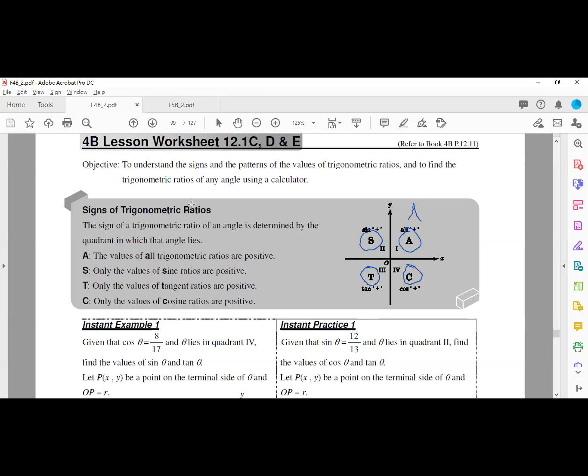A is all positive. Okay, S is sign positive. And then T is tangent positive. C is cosine positive.